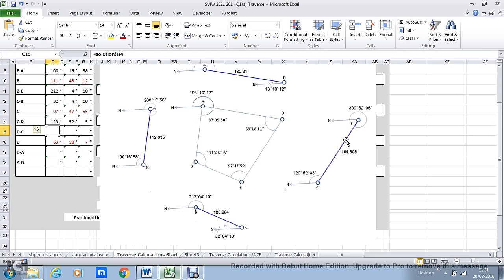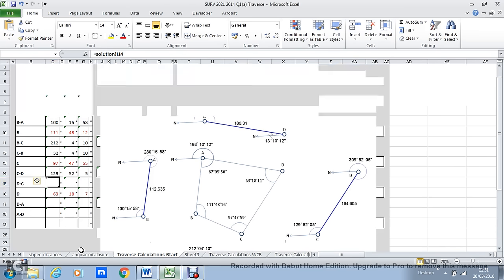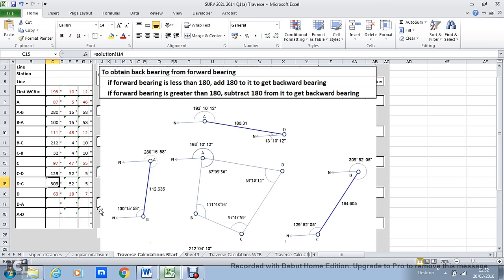Then we need to get the backward angle, the backward bearing of the same line. So that's if we move to D and look back towards C, what's the clockwise angle relative to this north direction? We come to a rule. If the forward bearing is less than 180, we add 180 to it to get the backward bearing. Our forward bearing here is less than 180, therefore we have to add 180 onto it. So you can try it there quickly yourself, and I'll just reveal it. It's 309 degrees, 52 minutes and 5 seconds.